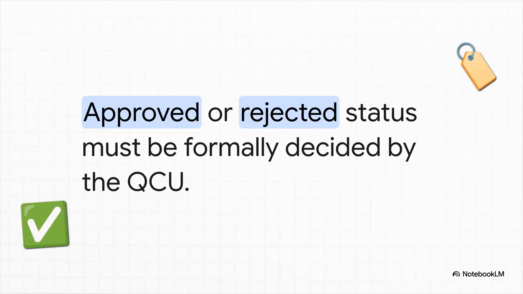Following that sampling and testing program, the QCU's formal decision absolutely must be instantly reflected on the physical inventory. Approved or rejected, the status must be formally decided by the QCU, and the corresponding status labels applied immediately. Think about it. If your physical labels don't precisely match the status in your electronic ERP system, you're opening the door to catastrophic operational errors on the production floor.